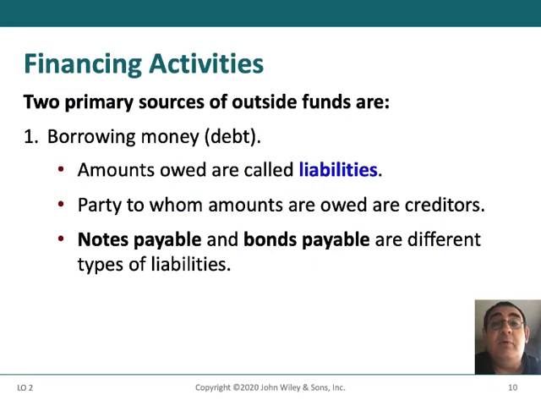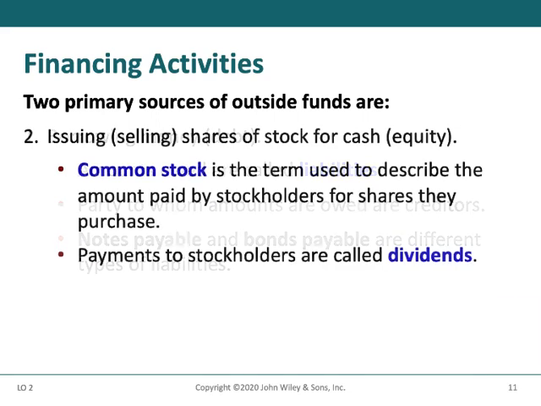Debt's basically borrowing money. We call debts liabilities. They're amounts that we owe to other parties or creditors. Common forms of liabilities include notes payable, bonds payable, mortgages, long-term loans, those kinds of things.